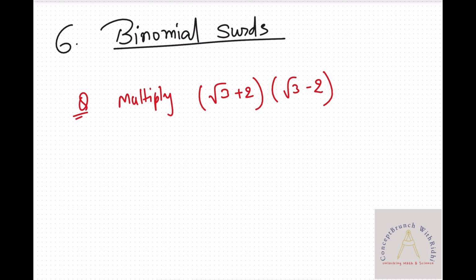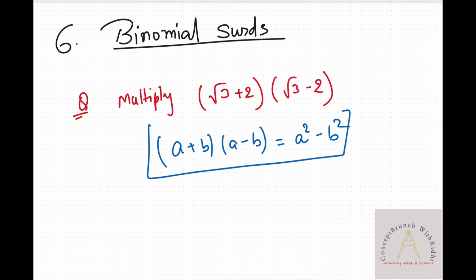I told you just now what you have to do. A plus b times a minus b, simply we can write a square minus b square. Remember, this is a very important identity.